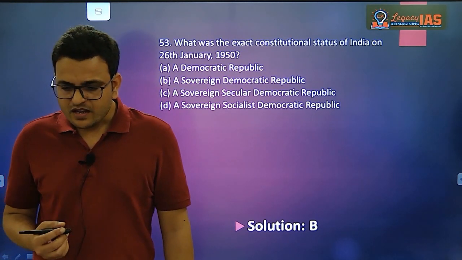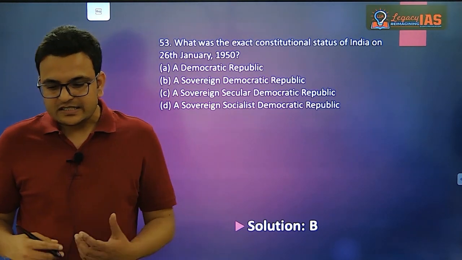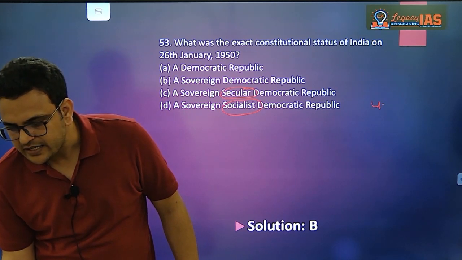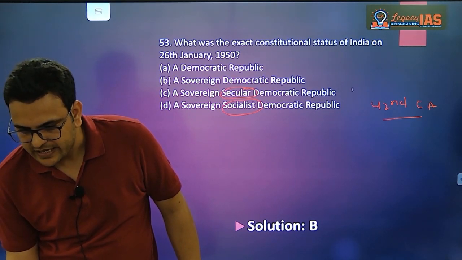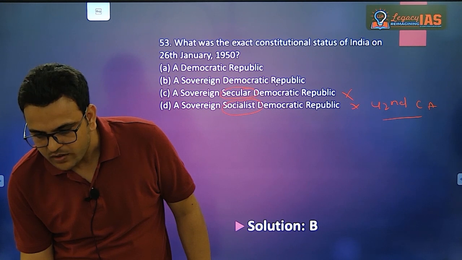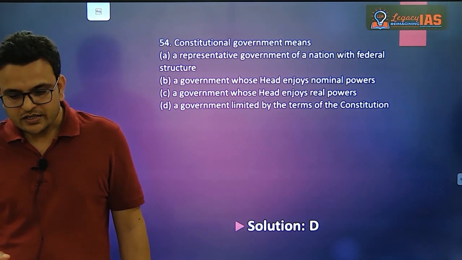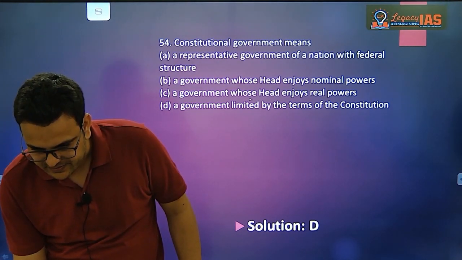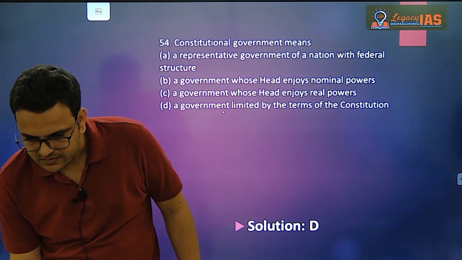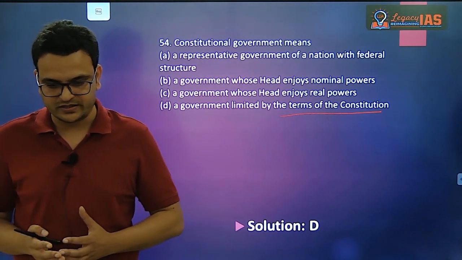Then again, what was the exact constitutional status of India on 26th January? We know that secular and socialist were inserted after the 42nd constitutional amendment. So we can easily eliminate those. Now when we got independence and our constitution was written, at that time it was a sovereign democratic republic, then the answer is B. So very easy question, we can easily solve this particular question. Now constitutional government means it is limited. When we talk about constitutional government, it means the government is limited by the terms of the constitution. But again, this is a very easy, very basic question.